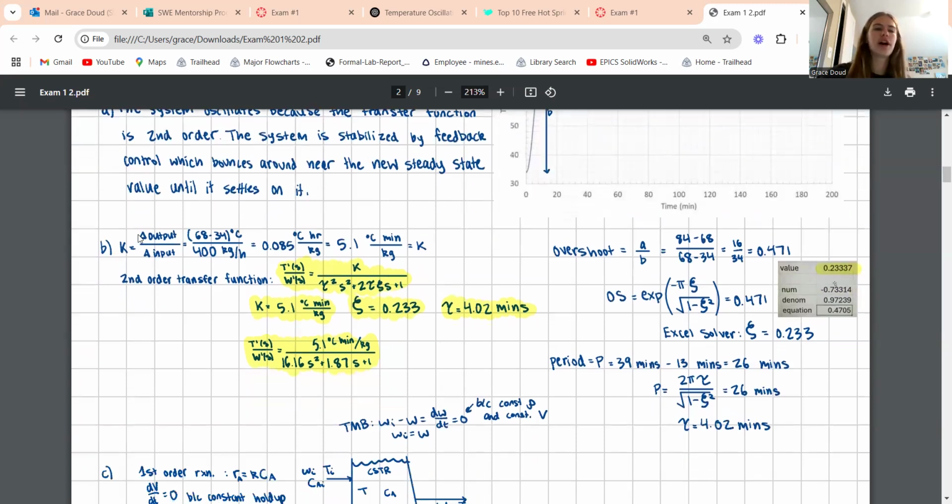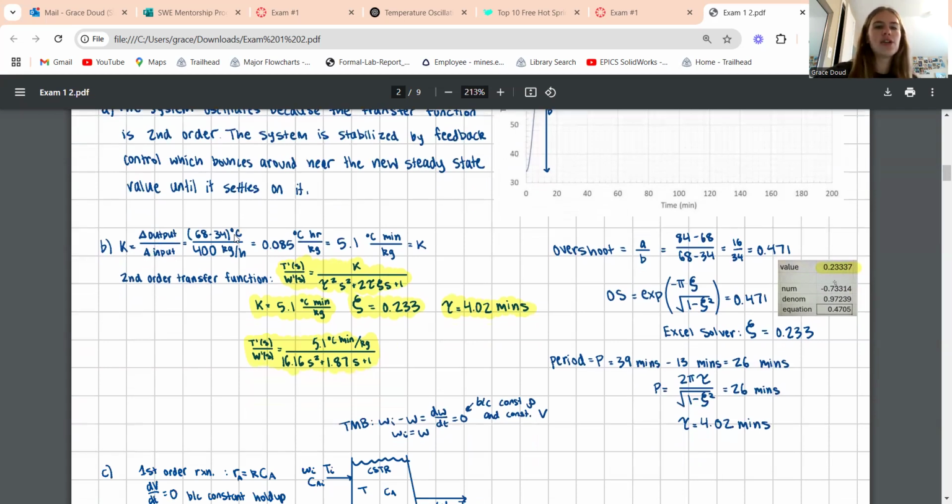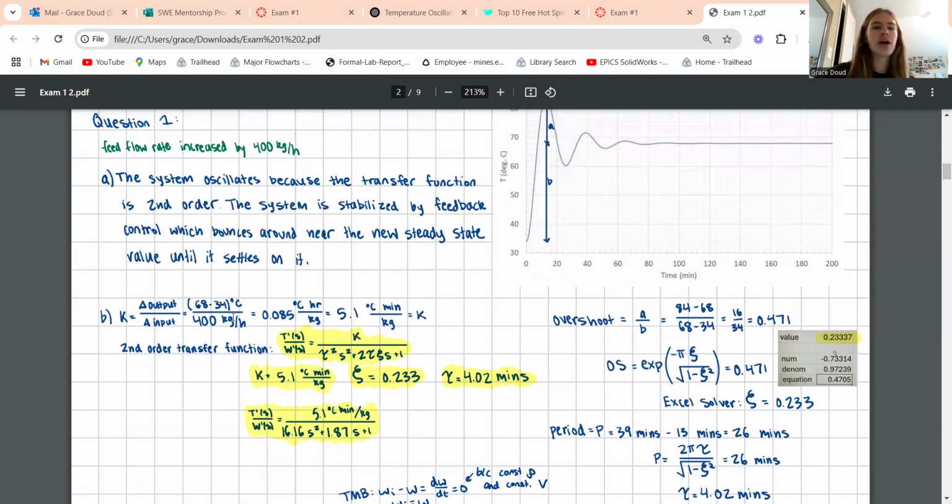K is going to be our change in our output over our change in our input. So based on how much the temperature changed over how much it started, or how much we changed it.